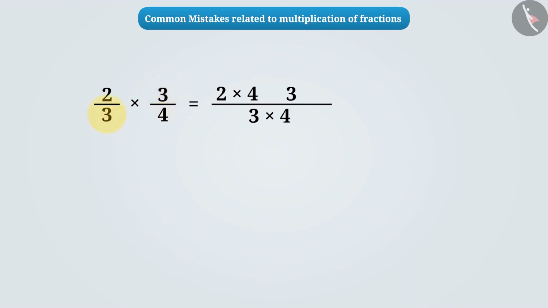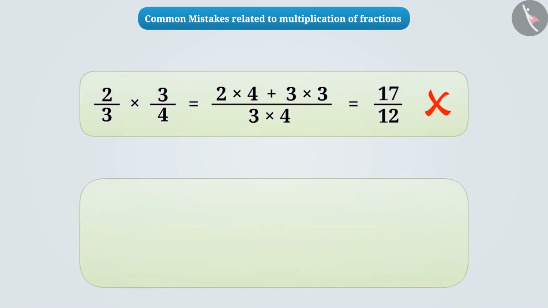Now let us look at some common mistakes made during multiplication of fractions. When children are asked to find the product of any 2 fractions such as 2/3 and 3/4, some children multiply the numerator of the first fraction by the denominator of the second fraction and the numerator of the second fraction by the denominator of the first fraction. Then they add them. This is wrong.